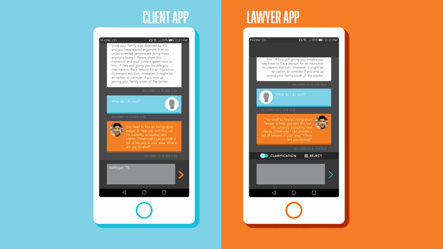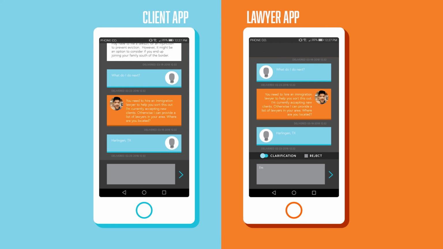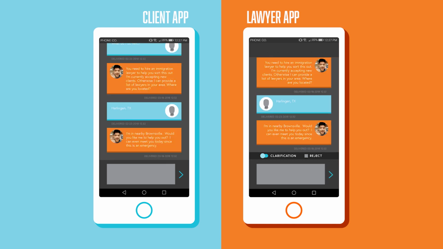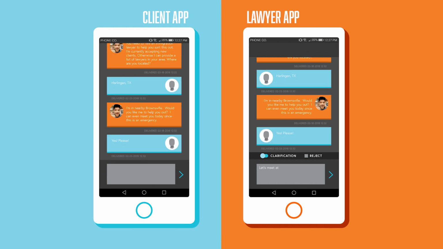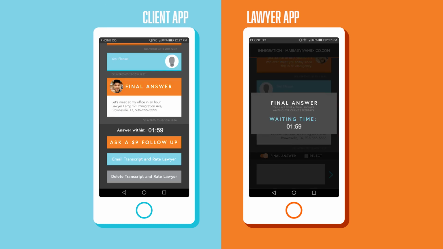"Harlingen, Texas." Our lawyer responded, "I'm in nearby Brownsville. Would you like me to help you out? I can even meet you today since this is an emergency." Maria replied, "Yes, please." Our lawyer submitted his final answer. "Let's meet at my office in an hour. 121 Immigration Avenue, Brownsville, Texas. 936-555-5555."